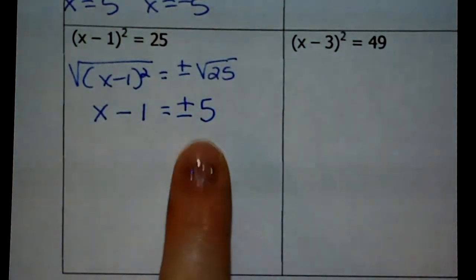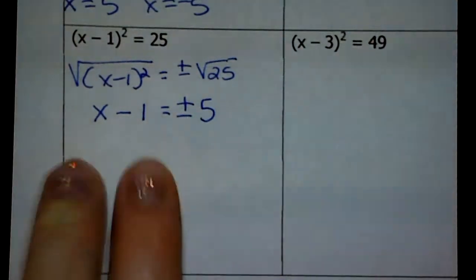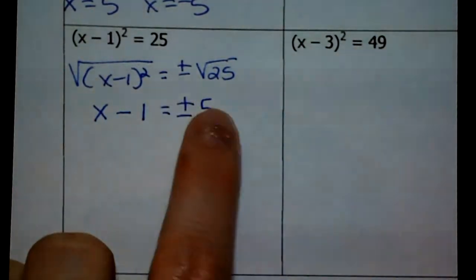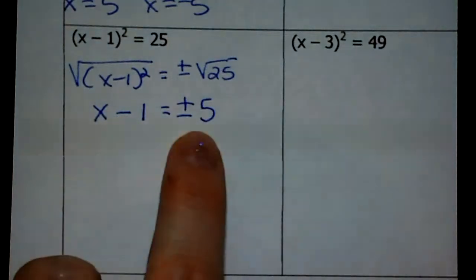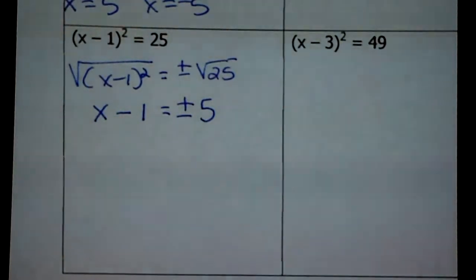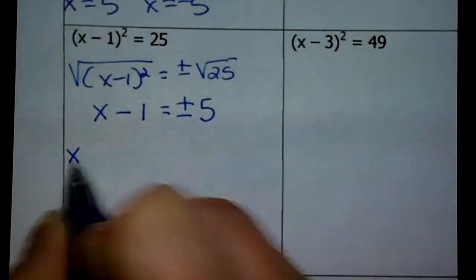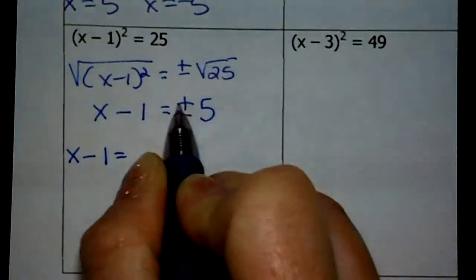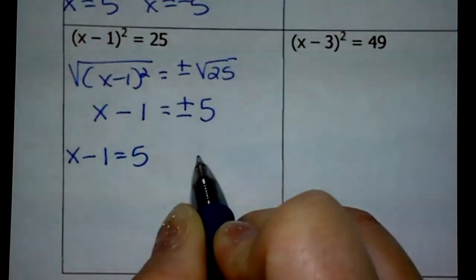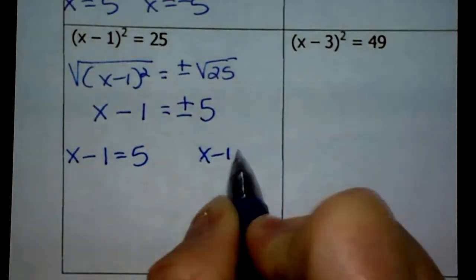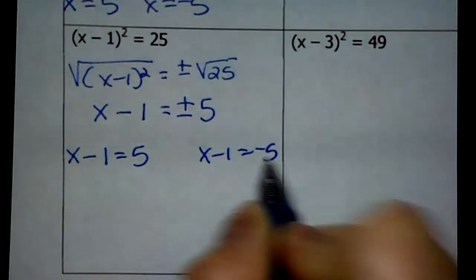My solutions aren't positive or negative 5. This is saying that x minus 1 can equal a positive 5, and x minus 1 can equal a negative 5. So we're actually going to have to break this up into 2. Kind of reminds me a little bit of absolute value. Alright, so x minus 1 we said can equal the positive 5, or x minus 1 can actually equal a negative 5 as well.